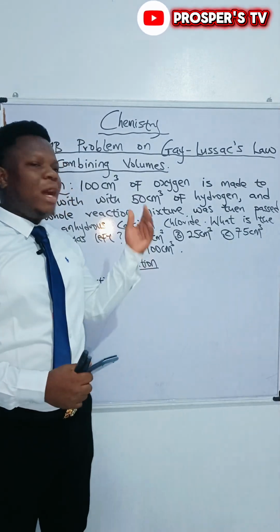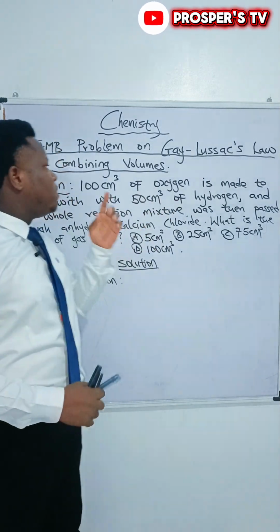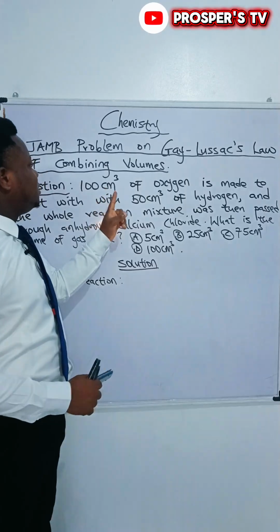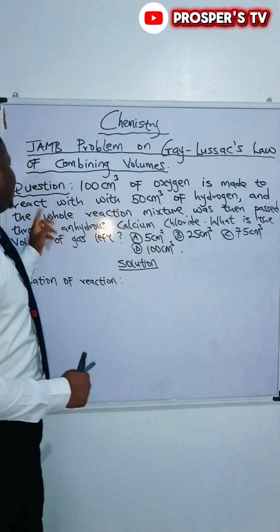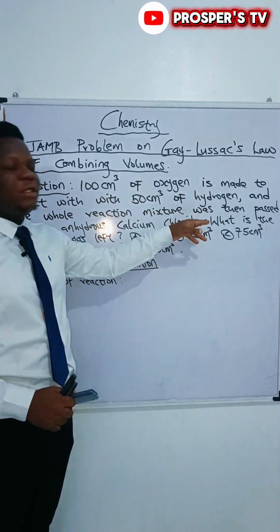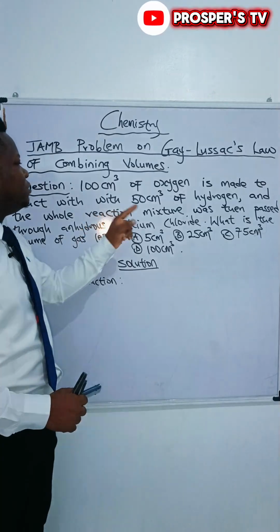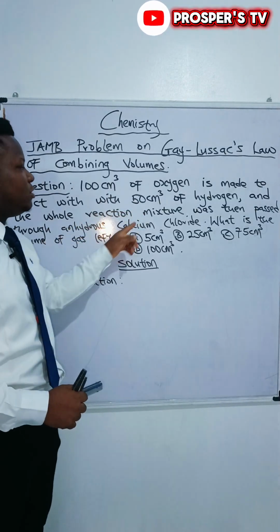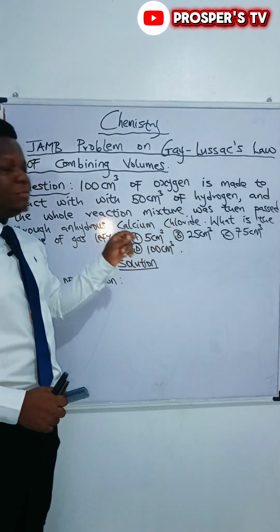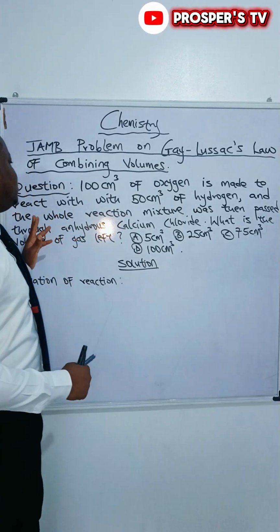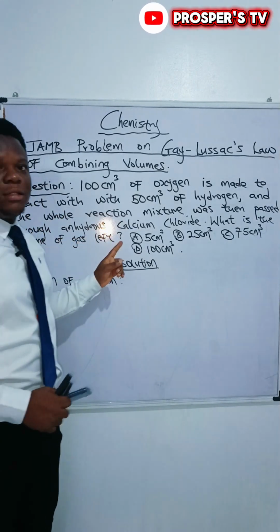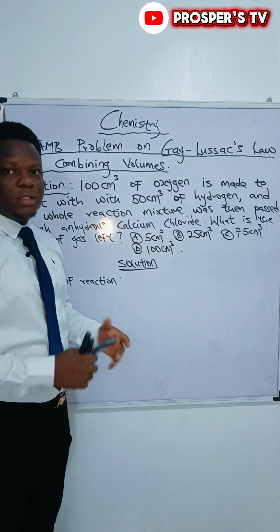All right, so we have a JAMB question before us, which says 100 cm³ of oxygen is made to react with 50 cm³ of hydrogen, and the whole reaction mixture was then passed through anhydrous calcium chloride. So, what is the volume of gas that is left? And we're given these options.